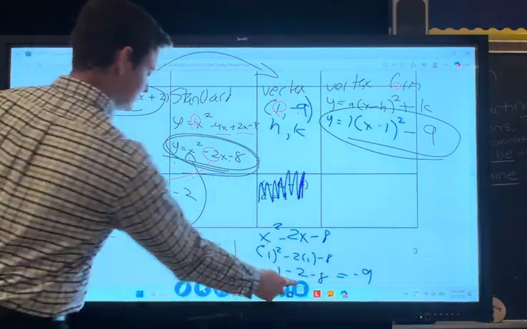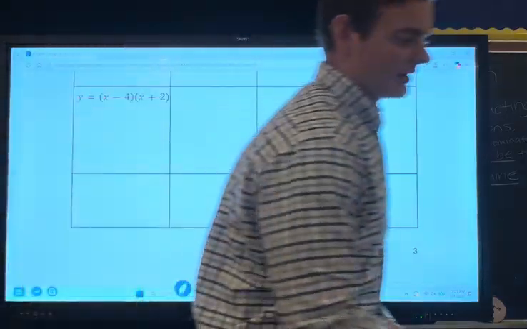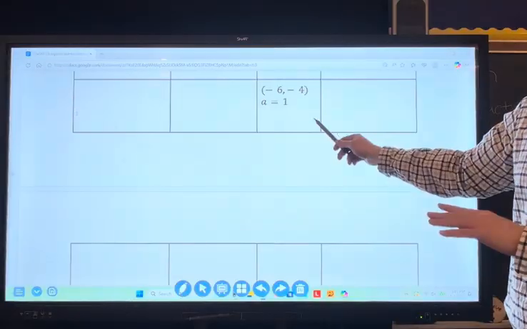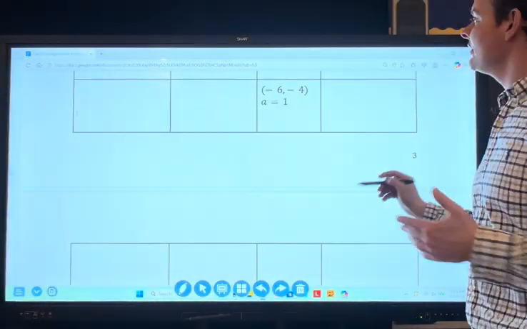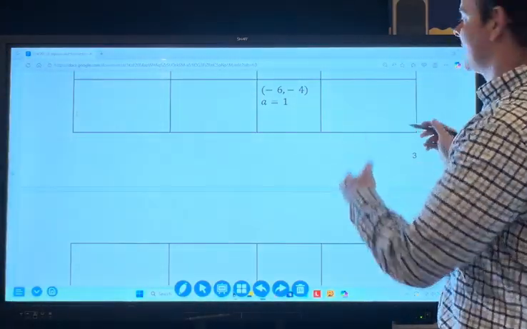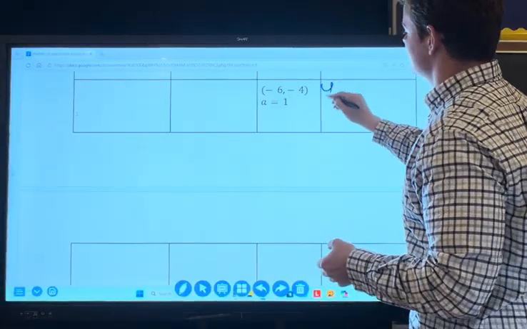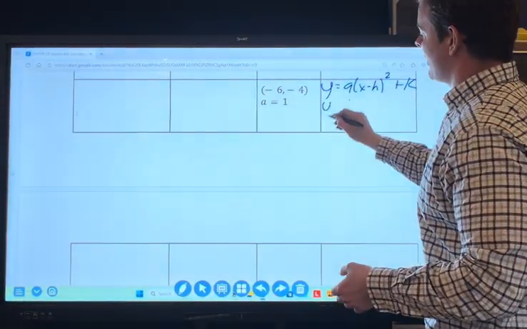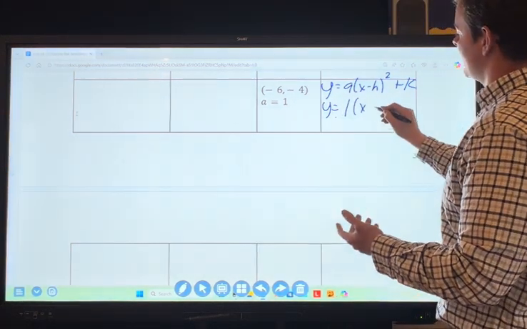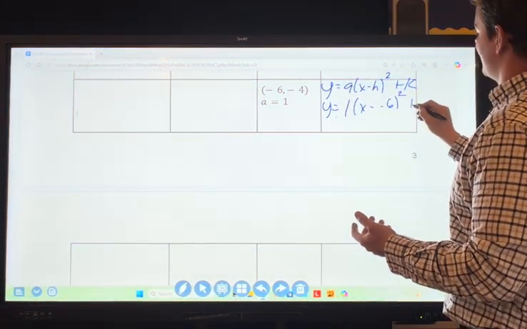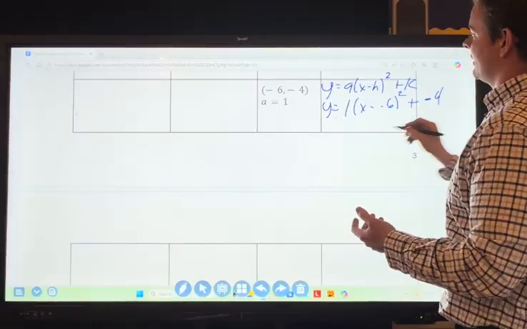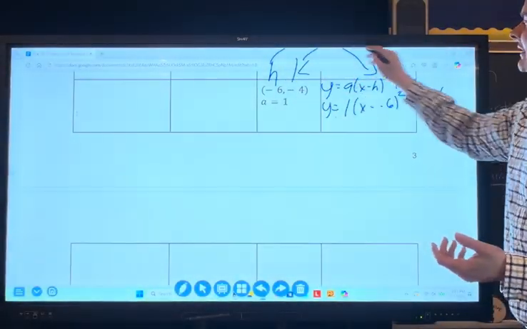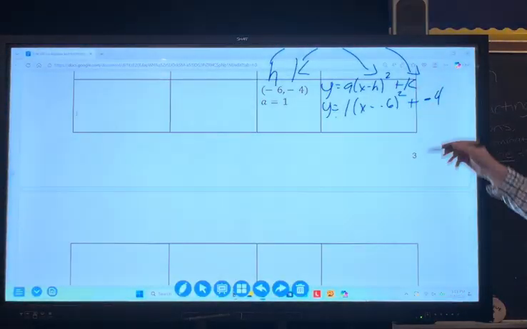Cool. Keep it going. This here is my vertex coordinate. From my vertex coordinate, I can instantly go to my vertex form. Y equals a times (x minus h) squared plus k. Y equals 1 times (x minus negative 6) squared plus negative 4. Because this is my h, that's my k. Take my h, plug it in. Take my k, plug it in.